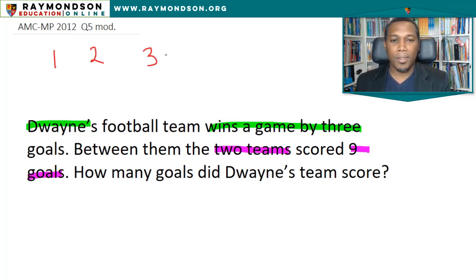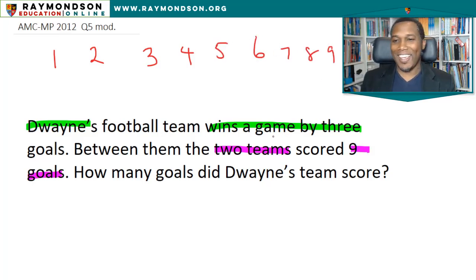Right, so I'm going to write the numbers down. 1, 2, 3, 4, 5, 6, 7, 8, and 9. I got it to fit. And then I'm thinking, okay, if it was 9, it could have been, and then I'll put 0. It could have been 9-0. But if the score was 9-0, the difference, I didn't win by 3 games, so that's not good.